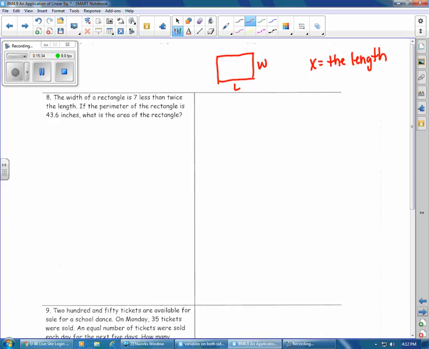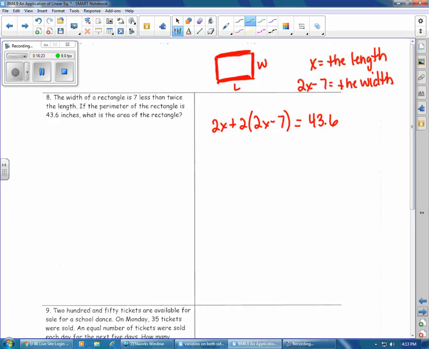So the width, if that is the length, the width is 7 less than twice the length. So 2x minus 7 is going to be the width. When we're doing the perimeter, we'll need one length, and we'll need this length, and we'll need this width, and we'll need this width. So we'll need two lengths and two widths. So I'm going to have 2x plus 2 times the quantity, 2x minus 7, and they're giving us that it equals 43.6.